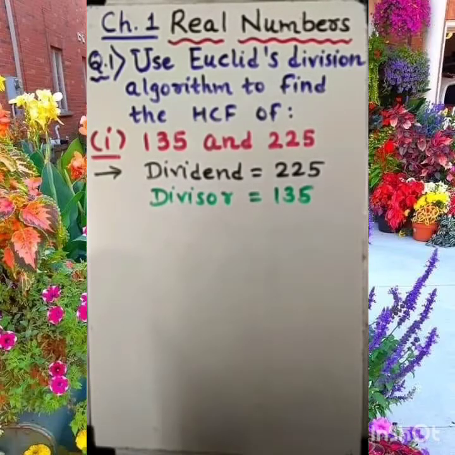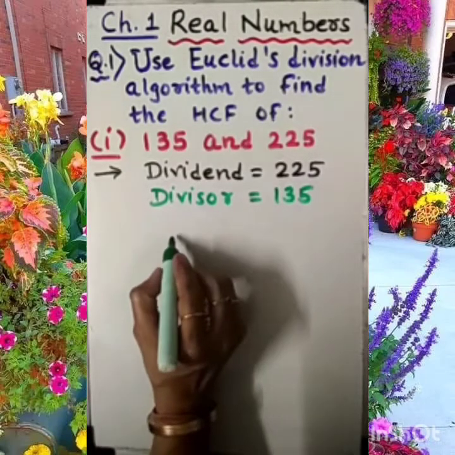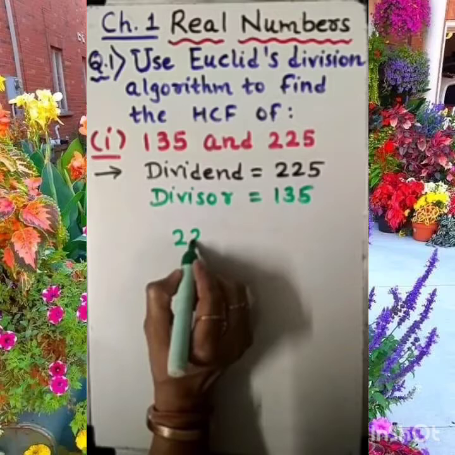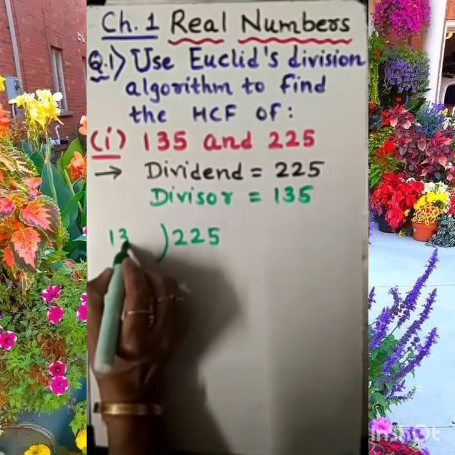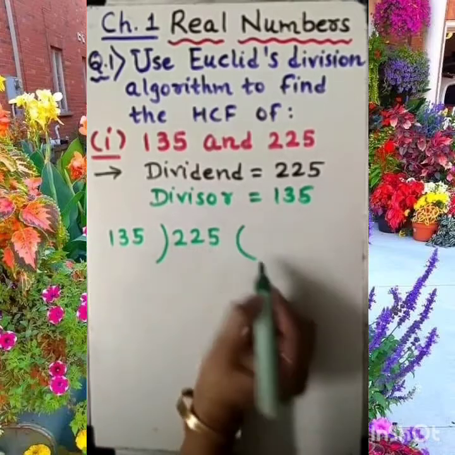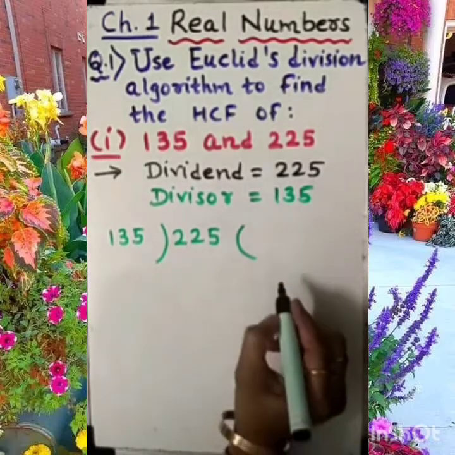Now third step says find the quotient and the remainder. So how to work out upon that? Just look at your screen. 225 is here. Now we are going to divide it with 135. As usual, you know, dear student, 135 times 2 is 270, which is greater than that. So we need to work out with 1.